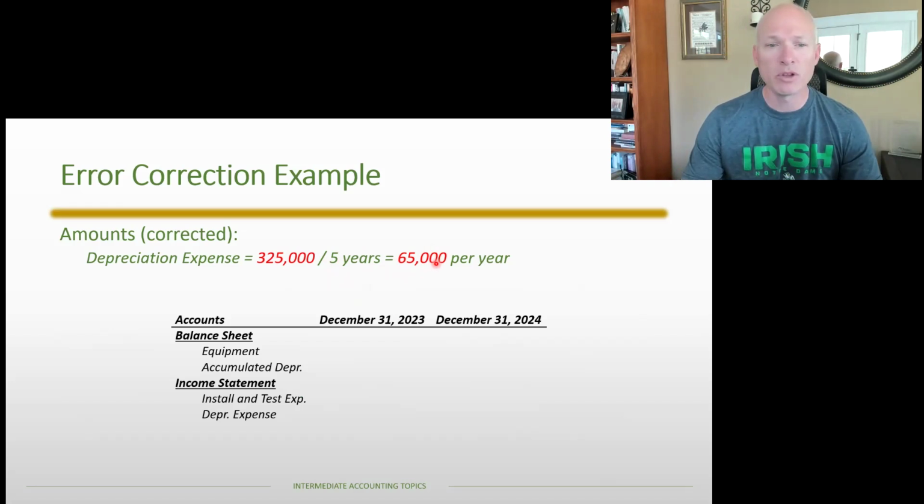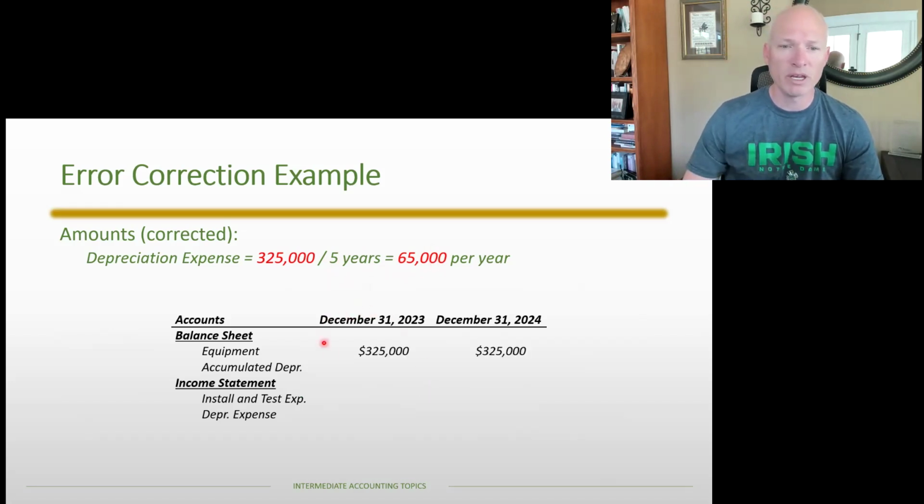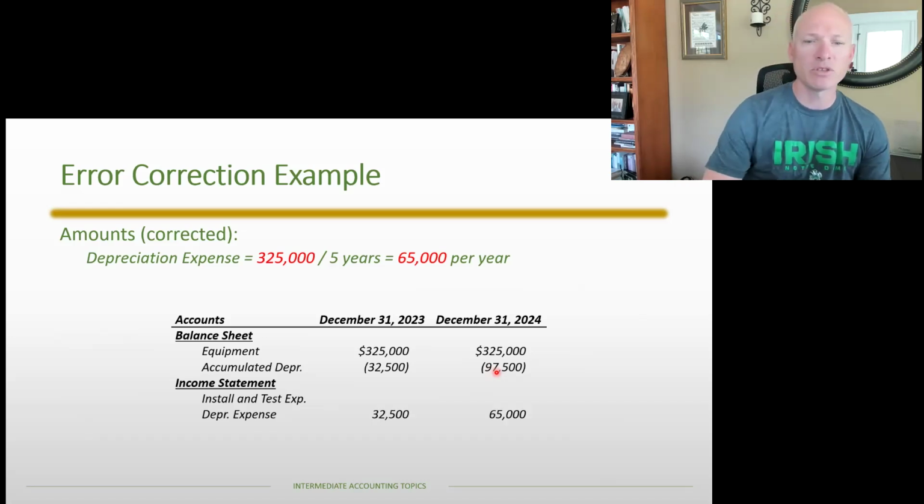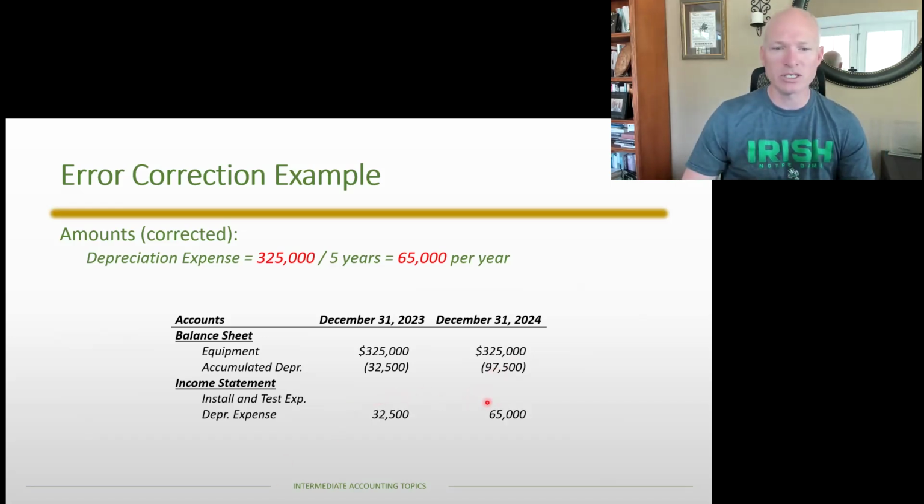And so it'd be a little bit different in that the equipment now would have a capitalized cost of 325,000. In the first year, of course, it's only half a year of depreciation, so the accumulated depreciation would be 32,500, and then add another 65,000 to get a full year added to it, 97,500. And on the income statement, there would be no installation and test expense, but instead the depreciation expense would be half a year in 2023 and a full year in 2024.